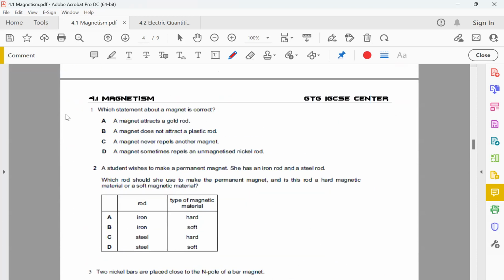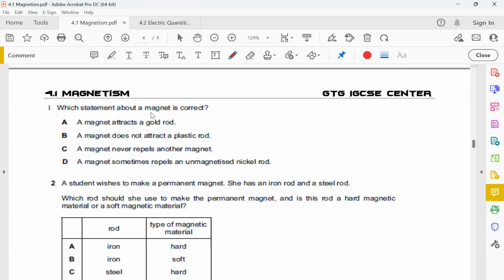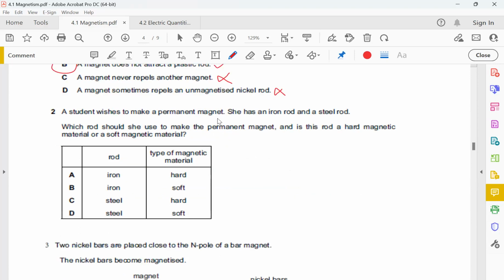If you look at the first question here, which statement about a magnet is correct? Magnets attract a gold rod? Not really. Magnets does not attract plastic rods? Most likely. A magnet never repels another magnet? Nope. A magnet repels another unmagnetized? Nope. Okay, so the obvious answer here is going to be B lah. All right. Then after that, a student wishes to make a permanent magnet.